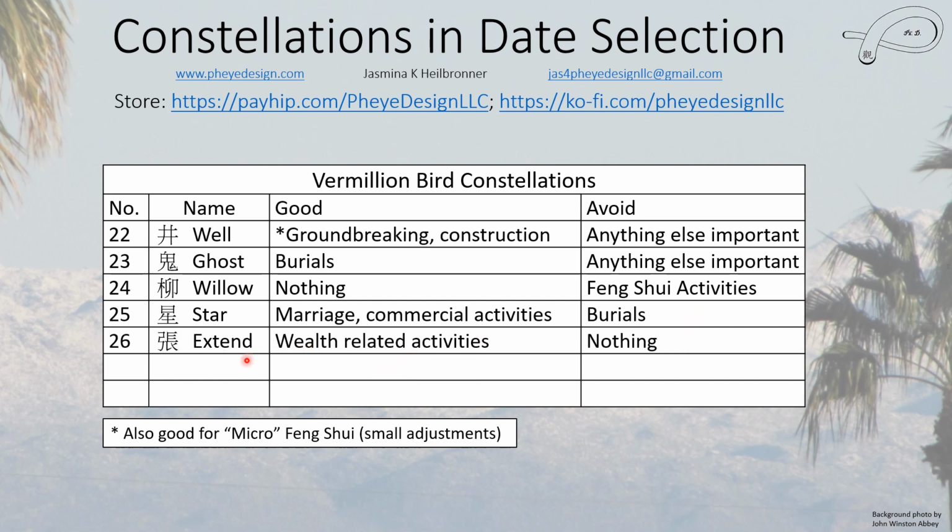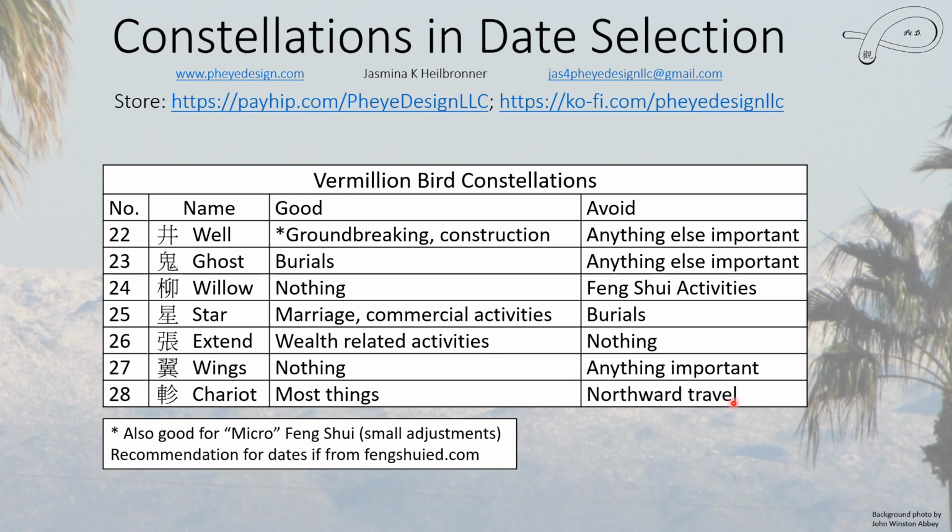Now 26 is extend. It's good for wealth-related activities, specifically good for that. And basically, you don't have to avoid anything. It's good for almost everything. The 27 wings, it sounds like a great thing, but it's really not a good day. And so you want to avoid anything important.